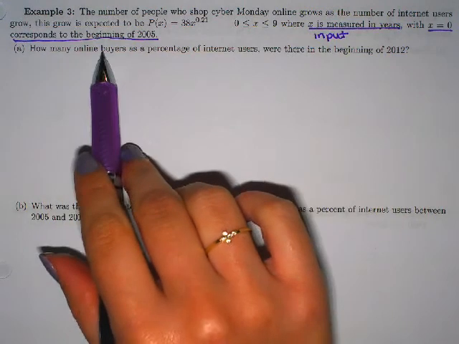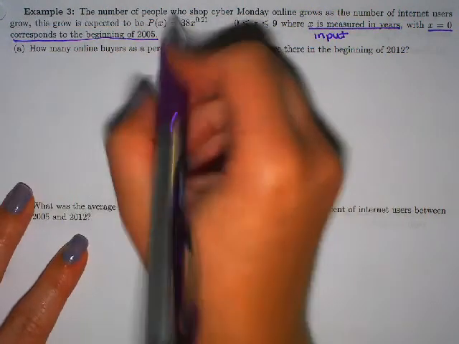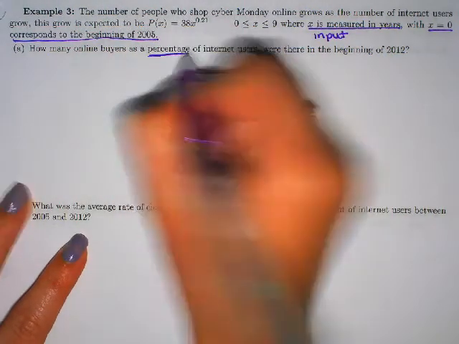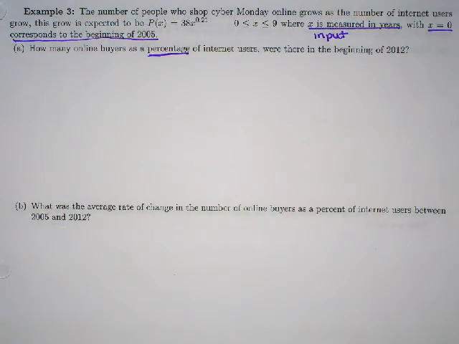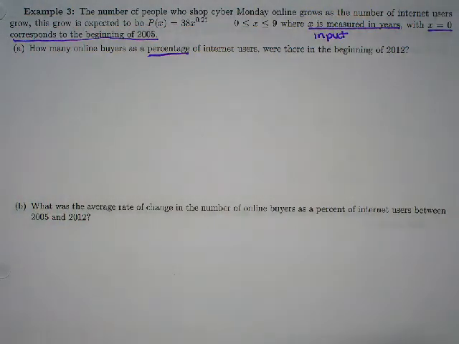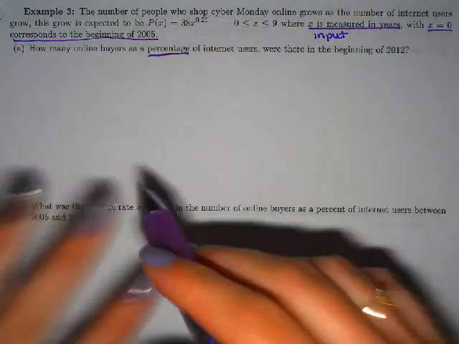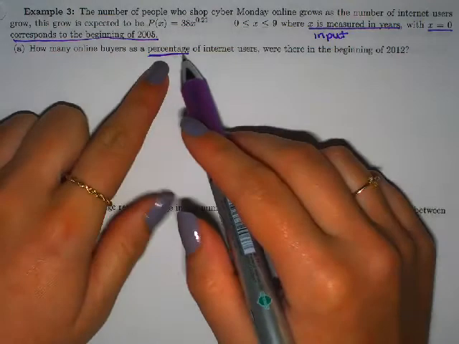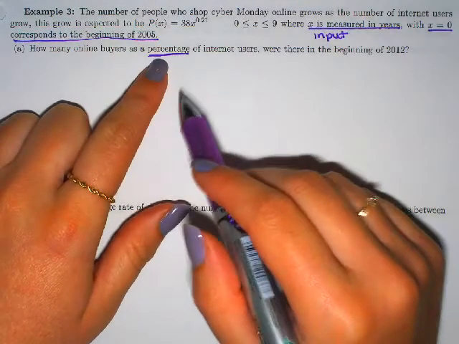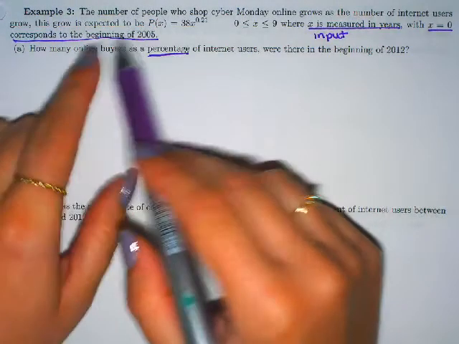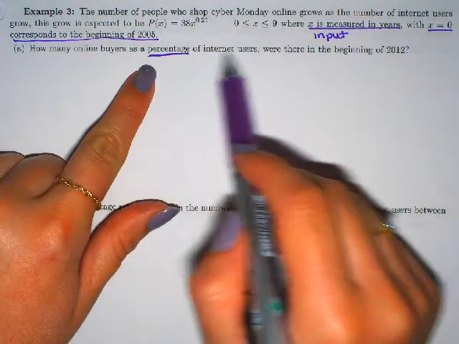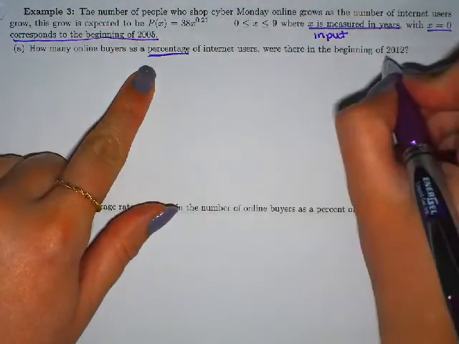How many online buyers as a percent of internet users? So p is actually standing for percent for this one. Be careful, it's not always percent. But for some reason, once we do percent, everybody's like, oh, percent every unit. So just remember this one is, but it's not always. So we want how many online buyers as a percent of internet users were there at the beginning of 2012.